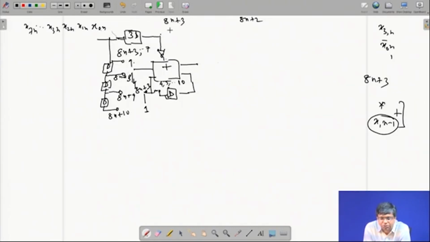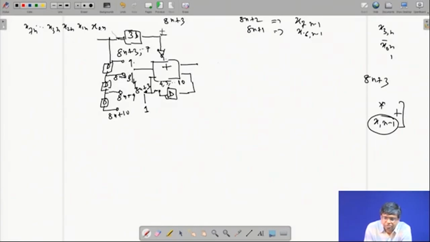But if I go before this, at 8n plus 2, it will no longer be the nth word. It will be a bit of the previous word, the last bit, MSB. So at that time what will come here at this point? x7 n minus 1, the MSB, the last bit. At 8n plus 1, who will come? x6 n minus 1, and so on.